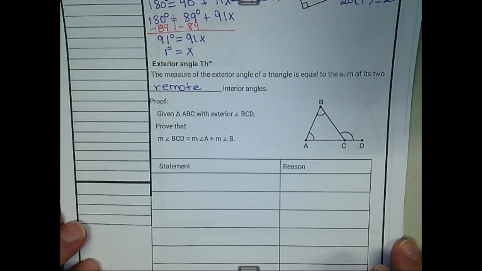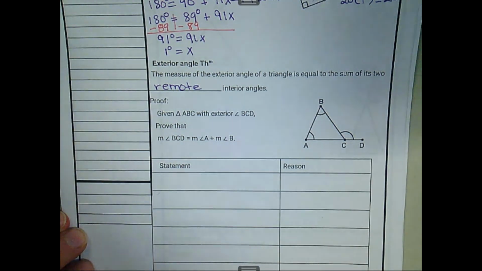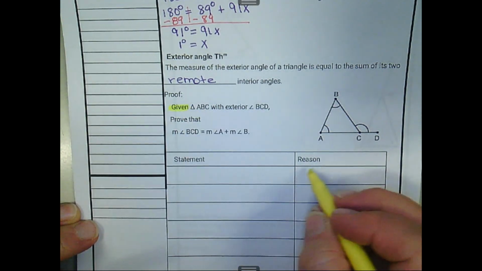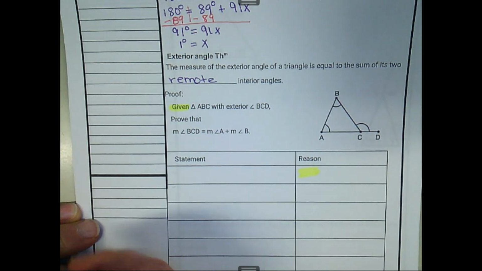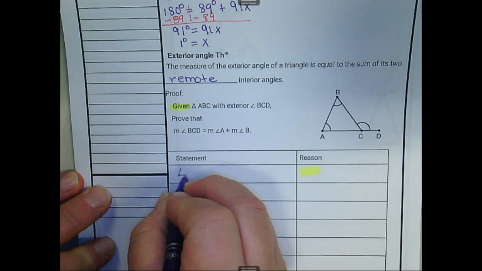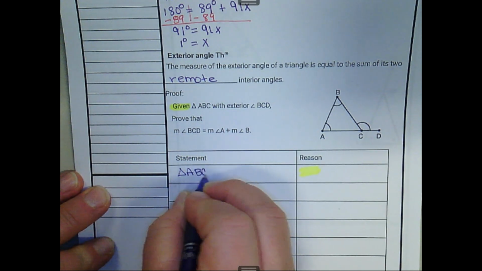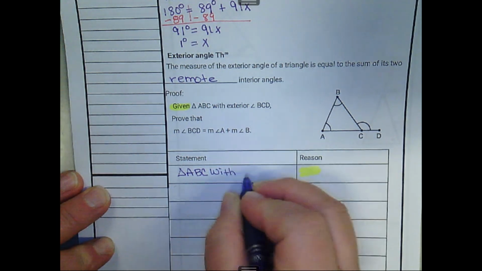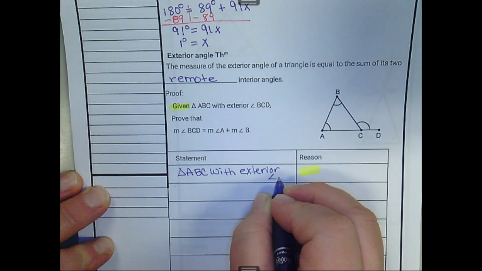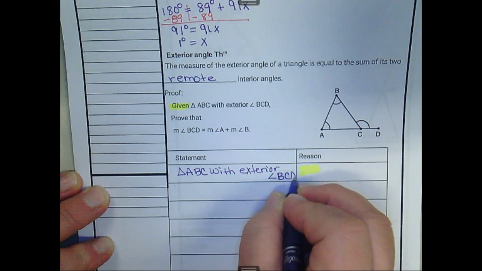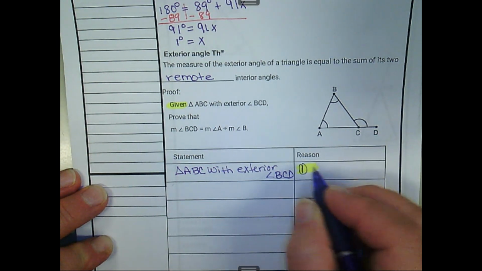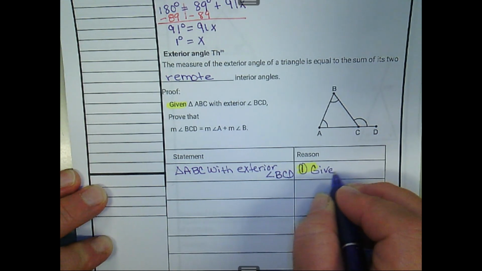Okay, 99% of the time you start with the what? Given information. We've got triangle ABC with exterior angle BCD. I can say that because it's stated right here. That is what we're given. That is what we start with.